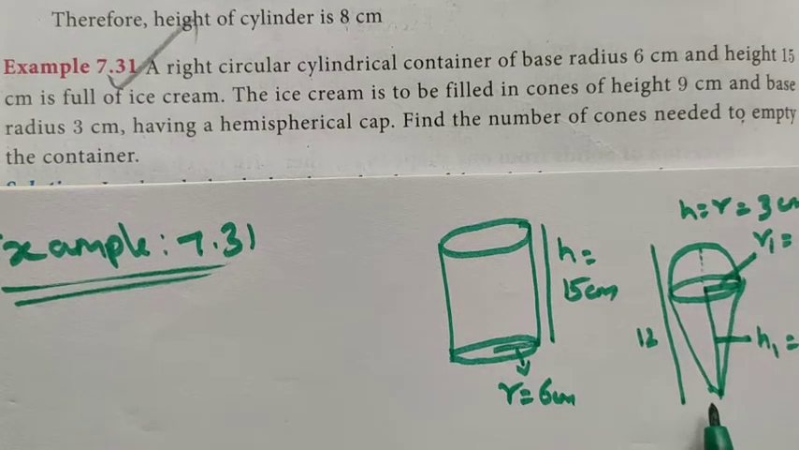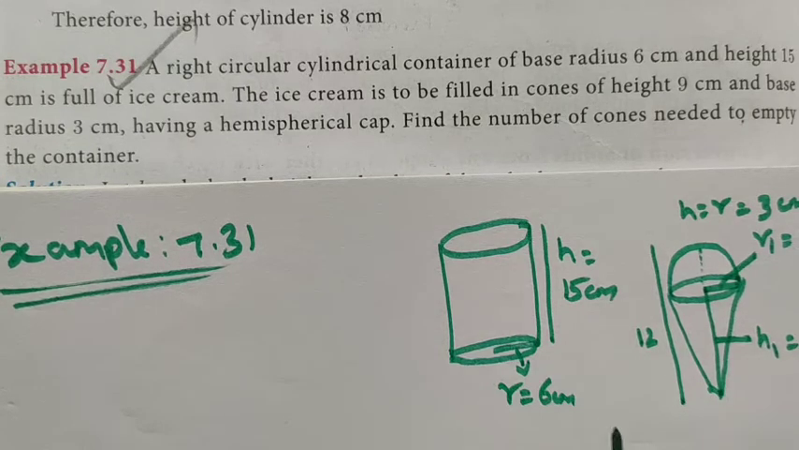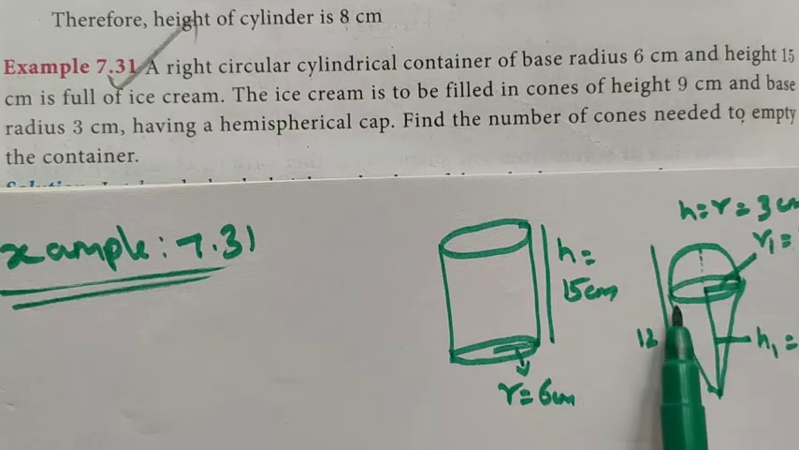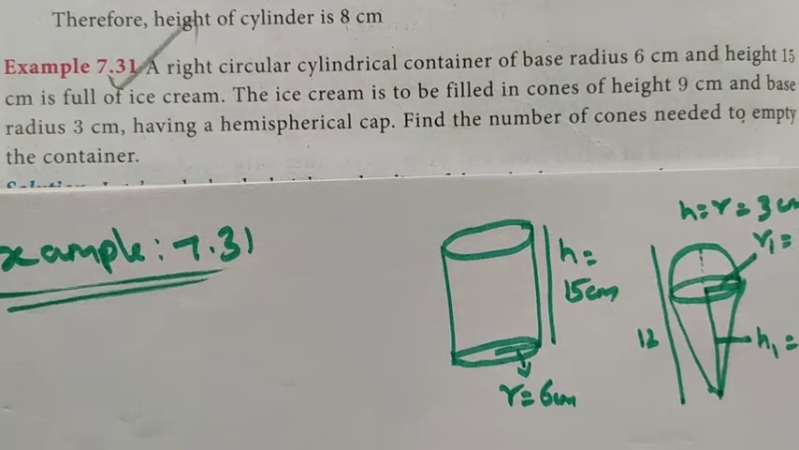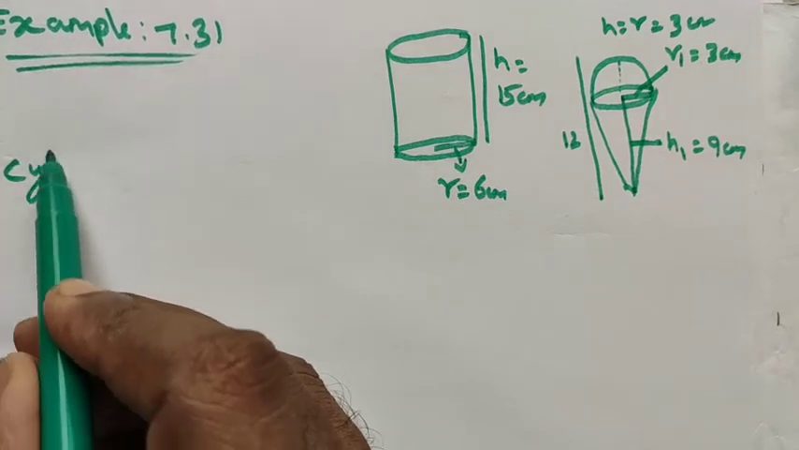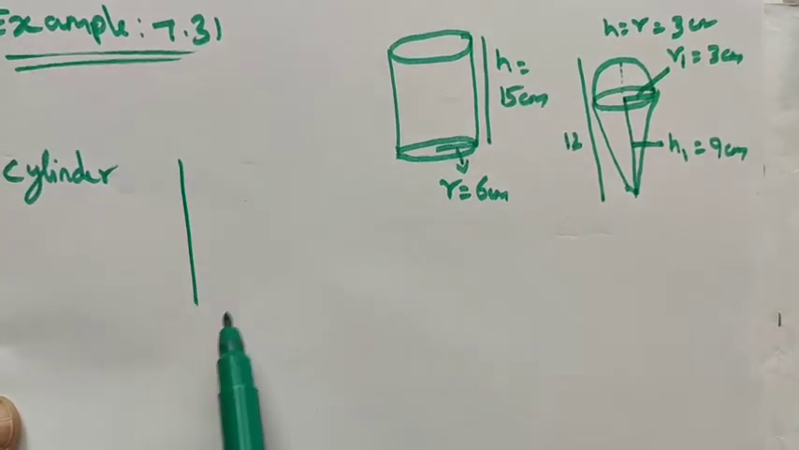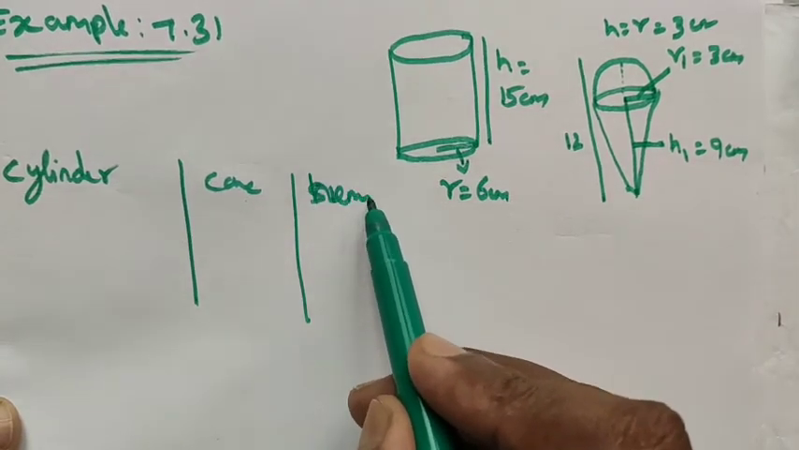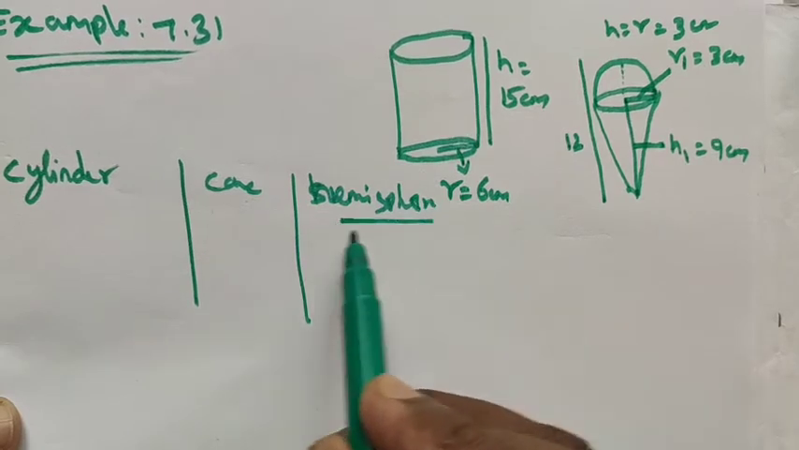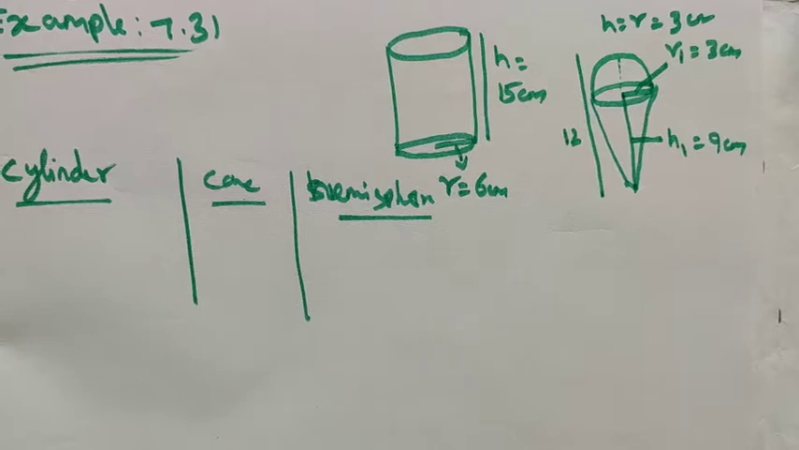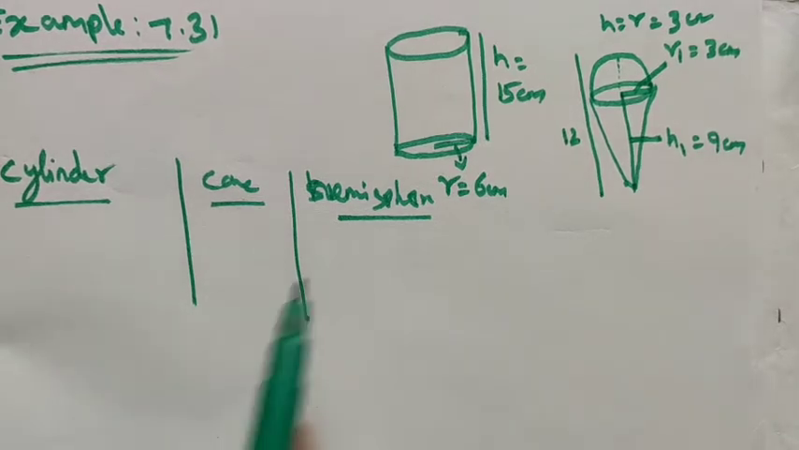Now, we want to find how many cones can be made, right? How many cones are needed to empty the container. This total volume is converted into a number of small cones like this, right? So now we have to write what the objects are here. One object is the cylinder, another one is a cone, another one is a hemisphere. If you split it like this, it is very easy to write the height and radius of each particular object. That's why I am writing this, right?